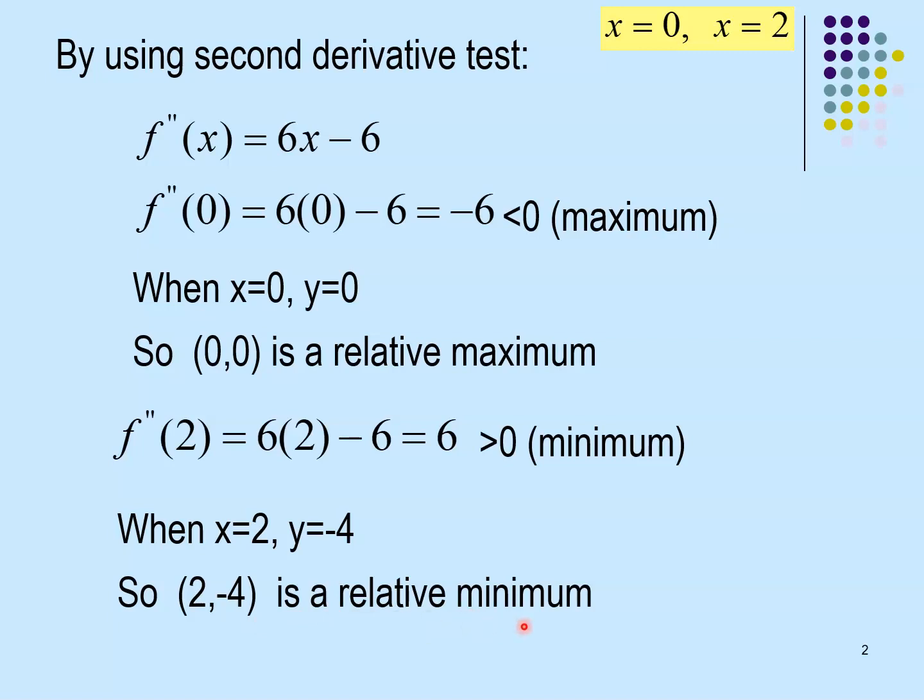So remember two things. When you have substituted the value into the second derivative function, when you have a value less than 0, that indicates that you're going to have a relative maximum. When it is greater than 0, that indicates a relative minimum.